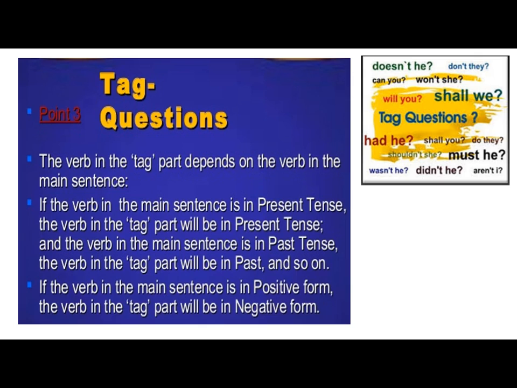Next, third point. The verb in the tag part depends on the verb in the main sentence. If the verb in the main sentence is in present tense, the verb in the tag part will be in present tense. And if the verb in the main sentence is in past tense, the verb in the tag part will be in past tense, and so on. If the verb in the main sentence is in positive form, the verb in the tag part will be negative form. If the verb in the main sentence is in negative form, the verb in the tag part will be positive form.